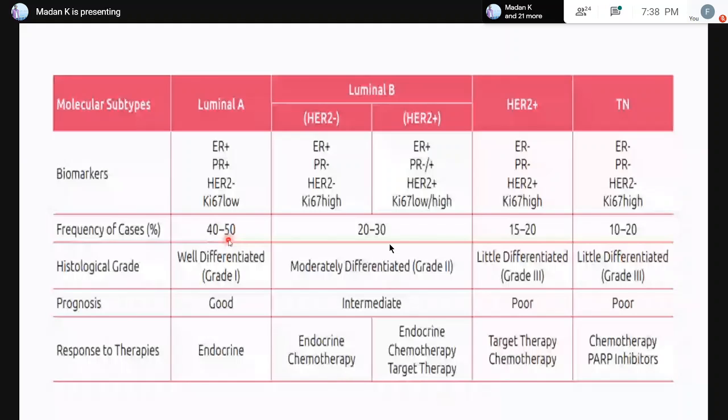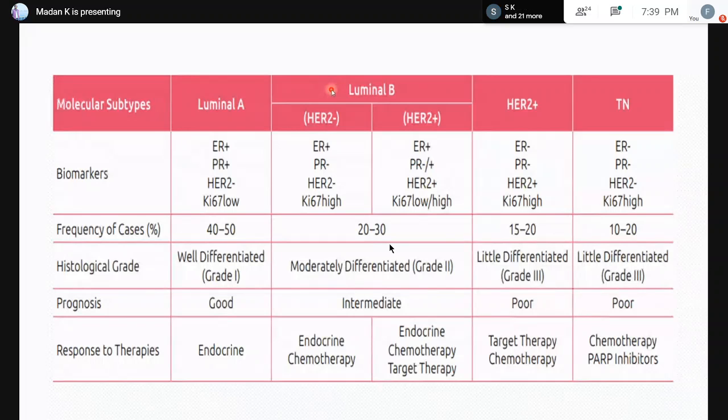Then we have the luminal B subtype, which is again subdivided into HER2 positive and HER2 negative. This is the second most common group. Histologically, these tumors are grade 2, and they have an intermediate prognosis. These tumors are treated with both endocrine therapy and chemotherapy.